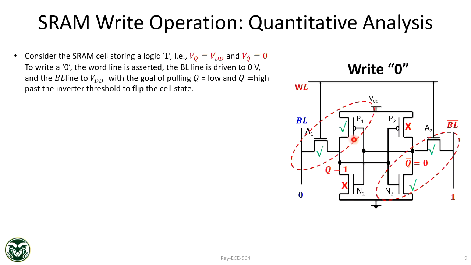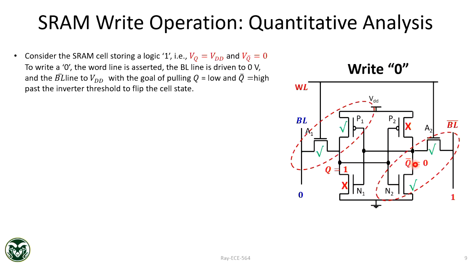A1, P1. Answer is correct. Because this one, right? This one will be losing. We talked about it during read, just now. We'll size them so that this A2 cannot win against N2. So we know that A2 is going to lose. It will not be able to flip.